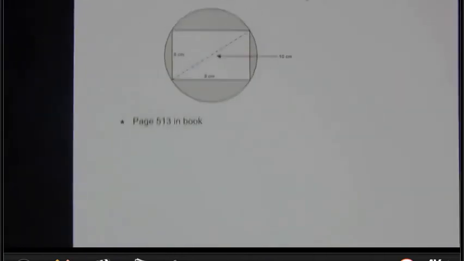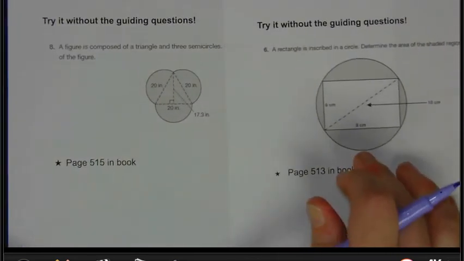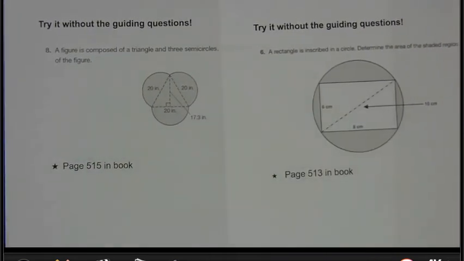Okay. This problem is on page 513, and this problem is on page 515. I want you guys to try those two on your own and check back with the answer key. If you have any questions, please let me know.